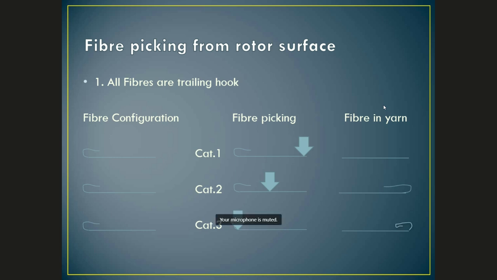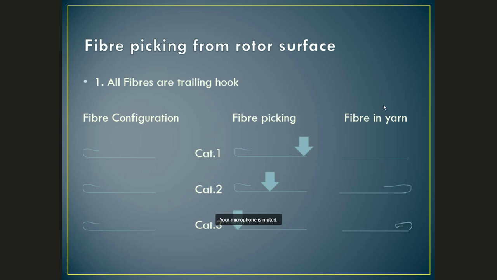Now, the third category is what? The fiber is fully embedded. So that fiber will be picked from here. So what happened? This fiber will have a leading hook, and again the chances are that the leading hook extent might get increased. So in this case, what is happening? You fed all fibers having trailing hooks. But in this case, you are finding that yes, there are possibilities some fibers may get straightened out, but a majority of fibers will again have a leading hook.